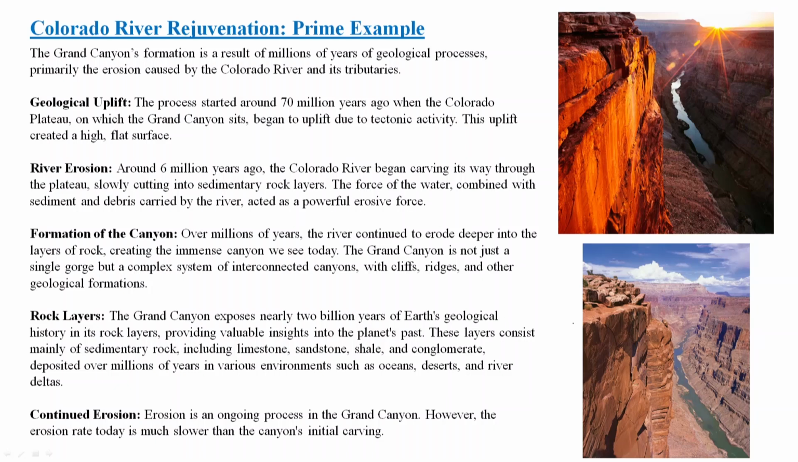So if these rivers get rejuvenated again and again, then they can cut further beneath the earth, beyond the present earth's surface. It can go deeper and deeper, and it will expose the rocks that are present beneath the exposed surface of the earth. This continued erosion is an ongoing process in the Grand Canyon. However, the erosion rate today is much slower than what happened during the initial rejuvenation. So this is possibly the best example of a rejuvenated river on earth.